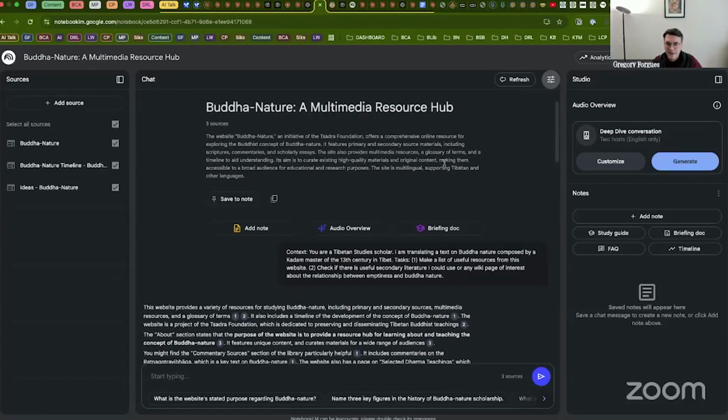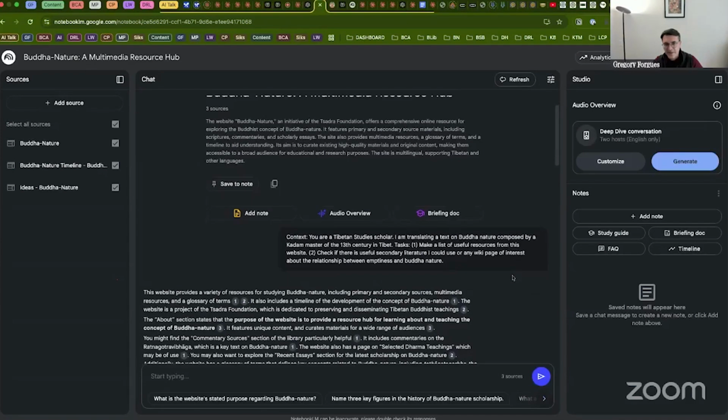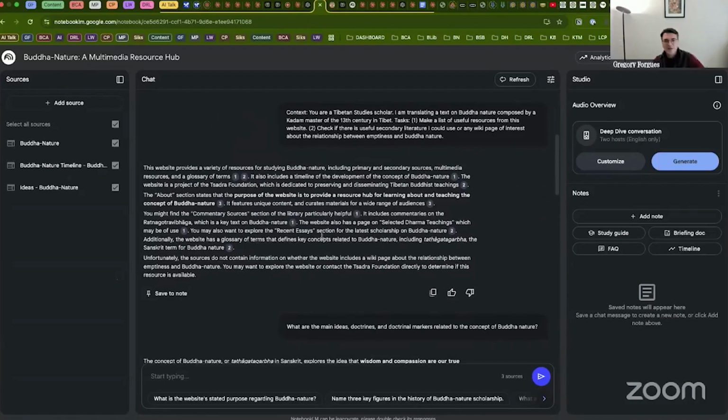Maybe I have a text on Buddha-nature I have to translate. And so here I give some kind of information just to make it more specific. So: make a list of useful resources from this website, check if there is useful secondary literature I could use or any wiki page of interest. And so it goes through the whole website and tells me what the structure of the website is, what could be helpful.